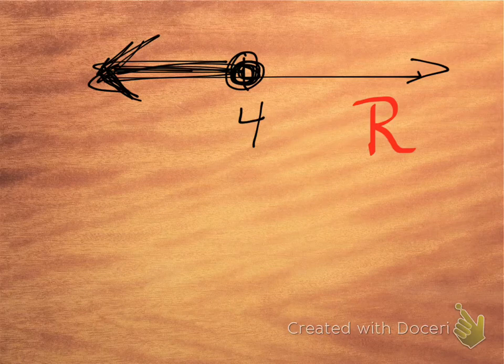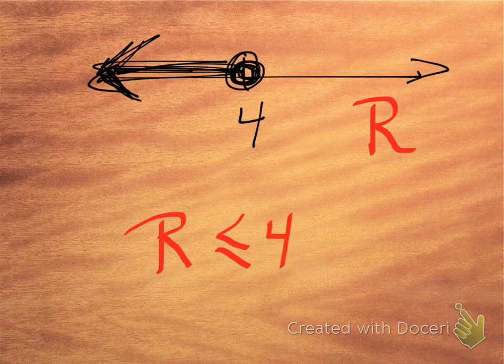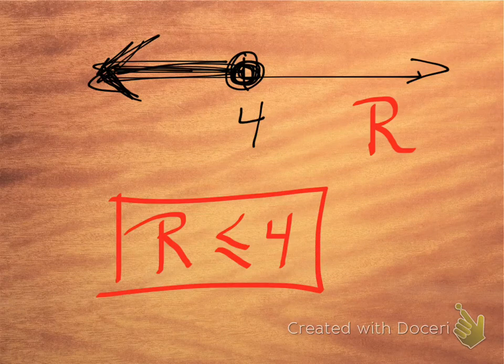Okay, so what inequality are we looking at here? We're looking at all of the R's that are what? That are to the left, less. They're to the left of 4, so that's less than or equal to. Why is it equal to? Because the circle's filled in. So this is the set of all R's that are less than or equal to 4. That's it. That's all there is to this.